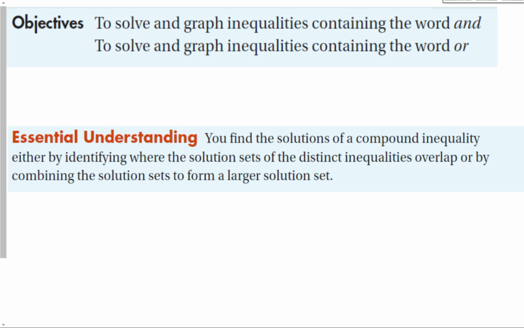And our essential understanding is that you find the solutions of a compound inequality either by identifying where the solution sets of the distinct inequalities overlap, or by combining the solution sets to form a larger solution set. And the way that we're going to tell which one is which is by the type of word that is in the problem, and or.